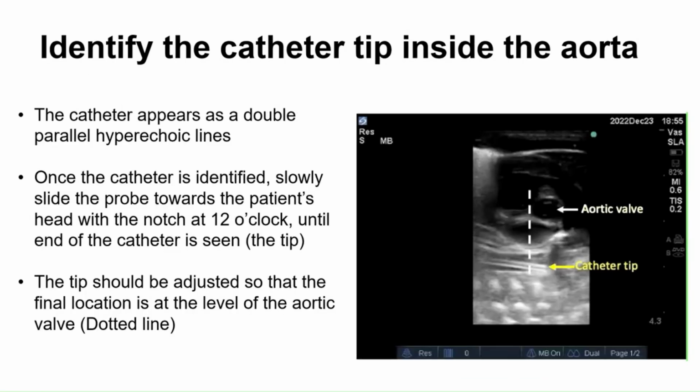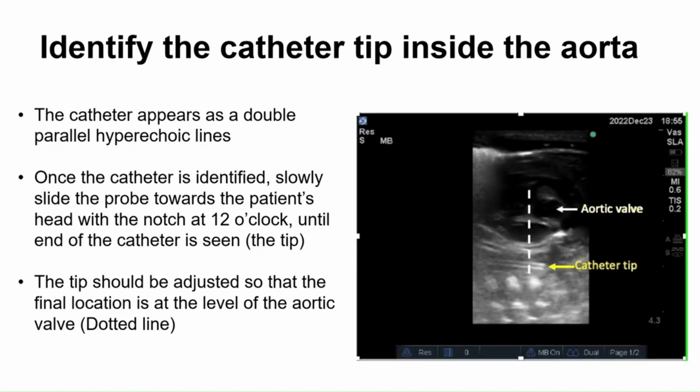This video shows how to identify the catheter in the aorta. On ultrasound, the catheter appears as double parallel hyperechoic lines. Once the catheter is identified, slowly slide the probe towards the patient's head with the notch at 12 o'clock until the end of the catheter, which is the tip, is seen.